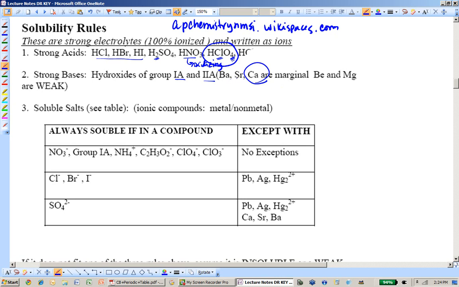Barium and strontium are okay, but definitely the 2 little guys, beryllium and magnesium, are weak, which means you write them this way, no matter what.